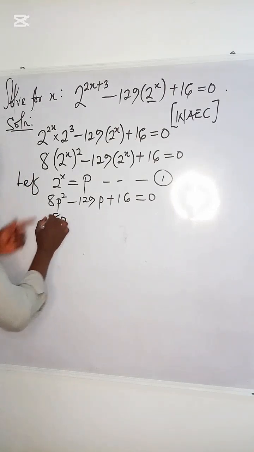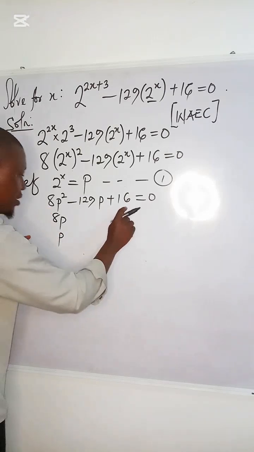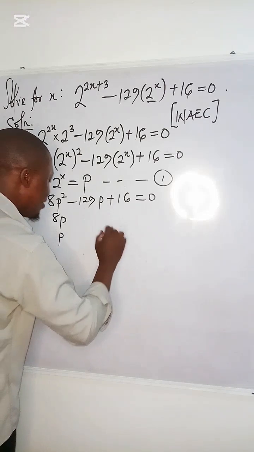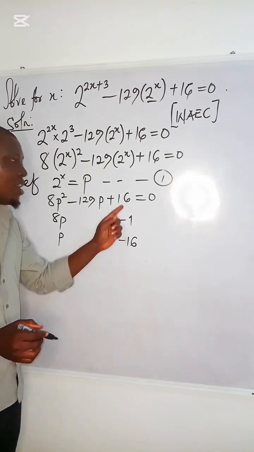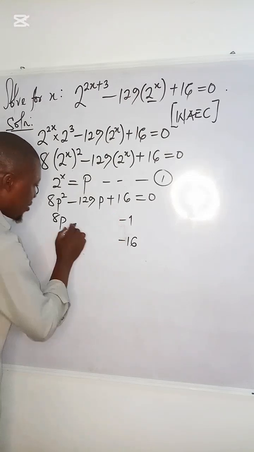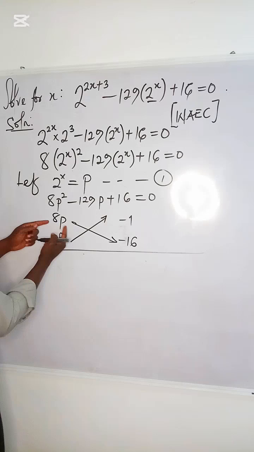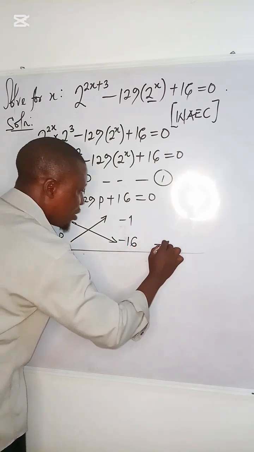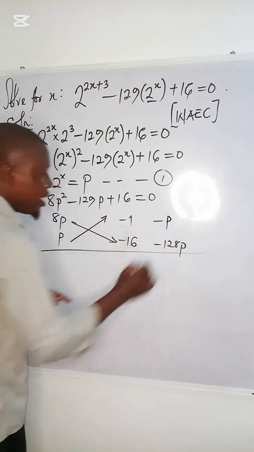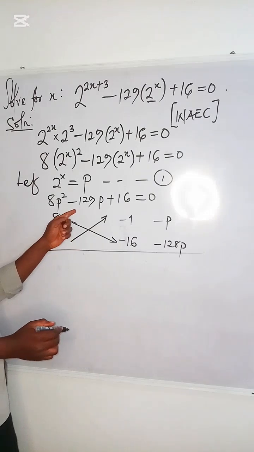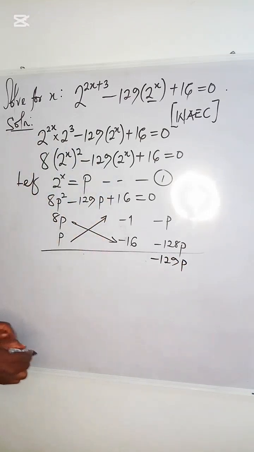As 8p, split 8p squared to 2, right? 8p times p is what? 8p squared, right? This 16 now, can I say that this is negative 16 times negative 1? Can I say that negative 1 times negative 16, we have what? Plus 16, right? Now if I cross this, look at this. If I cross this, okay, and do my normal thing like this, 8p times negative 16, we have negative 128p, okay? P times negative 1, we have negative p. If I add both of these together, will I have negative 129p? Yes, I have negative 129p. So that means that this is my factors, right?